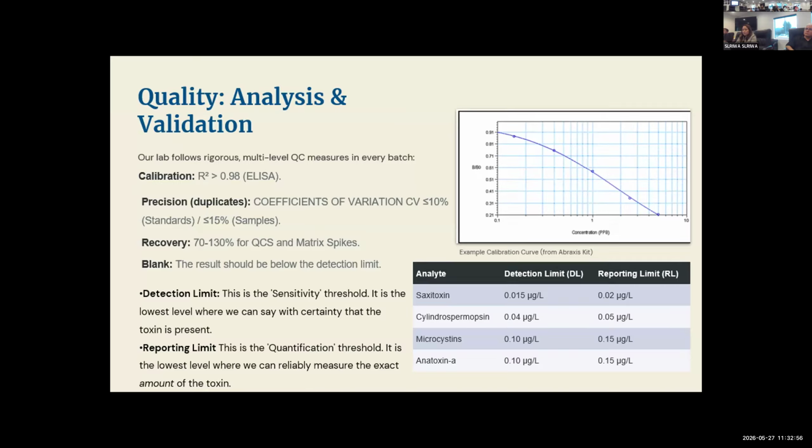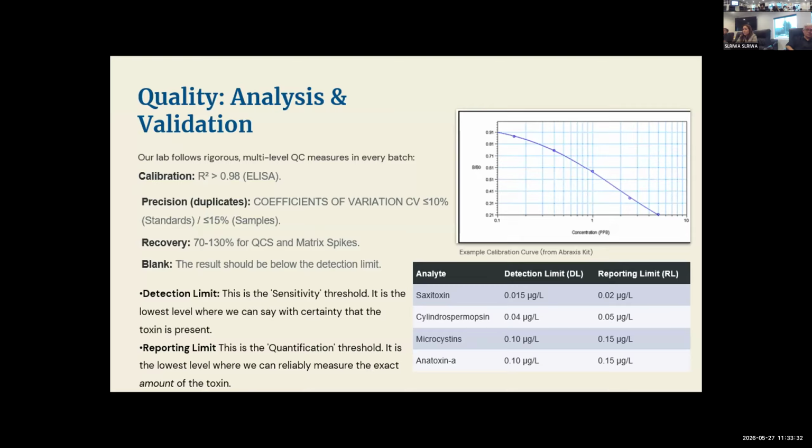In the table, you can see both the detection limit and the reporting limit, and these thresholds have been established by Abraxas. The detection limit is the sensitivity threshold, the lowest level where the test can say with certainty that the toxin is present. On the other hand, the reporting limit is the quantification threshold, the lowest level where the test can reliably measure the exact amount of the toxin.